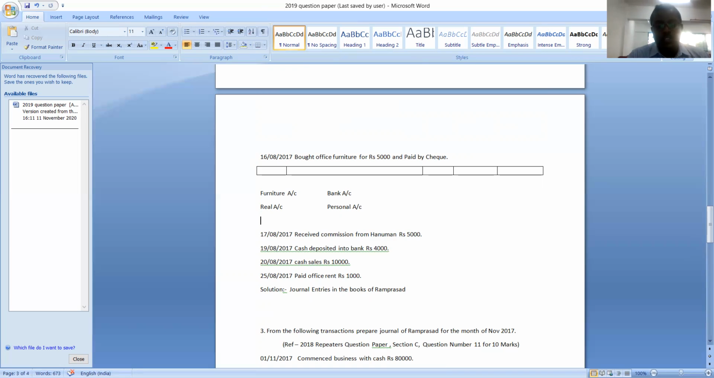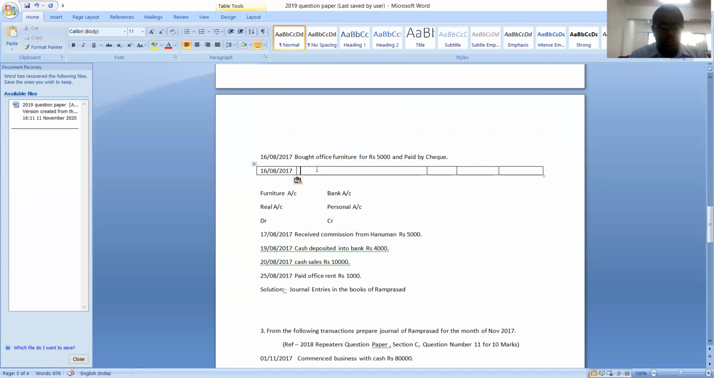Furniture is a real account. What is the rule of real account? Debit what comes in. Here furniture comes in, right? Bought furniture. So debit the furniture account, and credit the bank account. Why should we credit the bank account? Because here the banker is the giver. What is the credit rule of personal account? Credit the giver. So we have to credit the bank account.